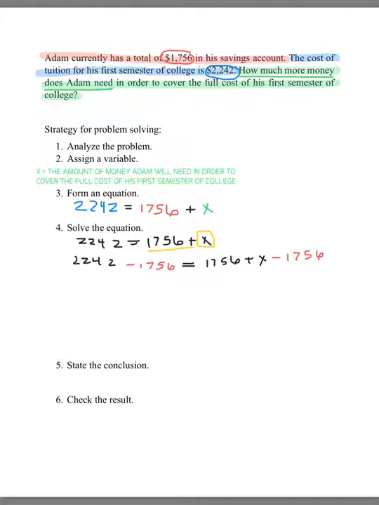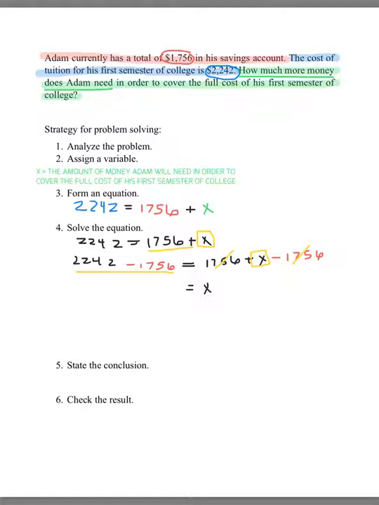So we'll end up with 2,242 minus 1,756 is equal to 1,756 plus x minus 1,756. Now the point of this is that on the right hand side we have the x, but now the positive 1,756 is going to simplify out with the negative 1,756, leaving us only with our desired value of x. And now on the left hand side we're going to have to simplify this down. So I'm going to do that off to the top right.